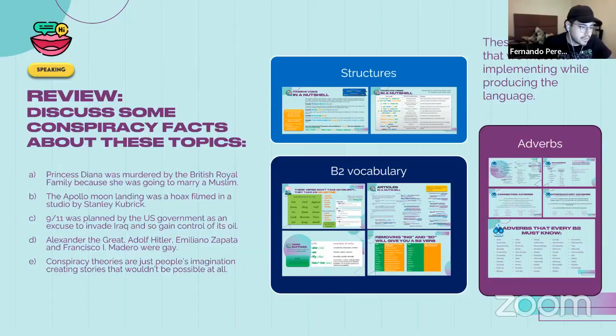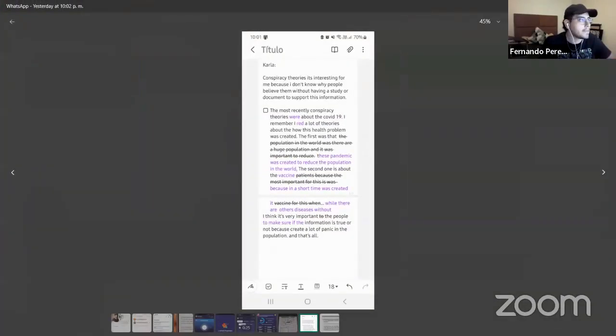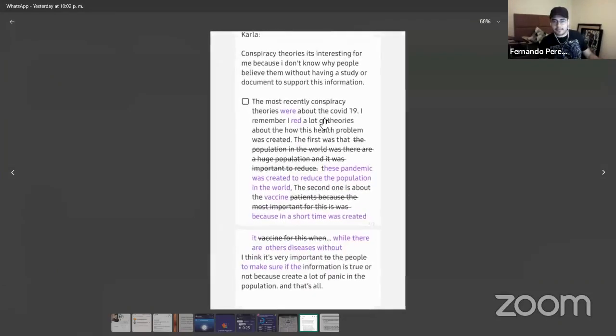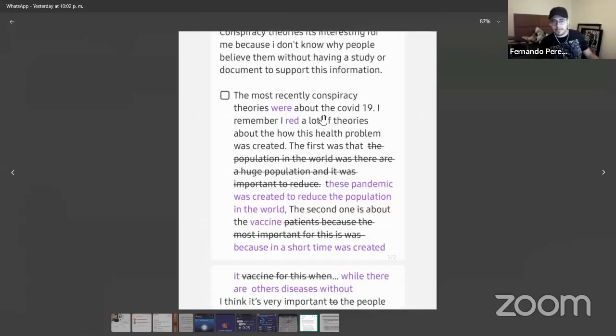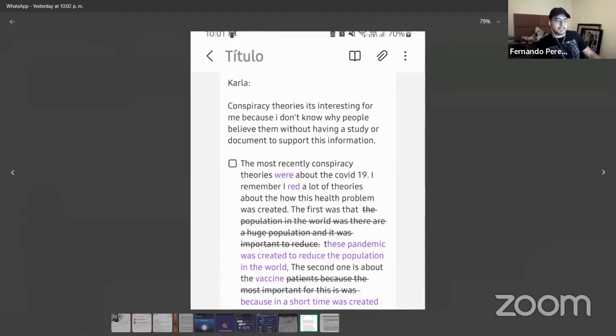The problem is that it's a picture. So let's do this. It says over here, conspiracy theories, it's interesting for me because I don't know why people believe them without having a study or document to support this information. What we're going to do is take these sentences and use more information to make it sound more appropriate.